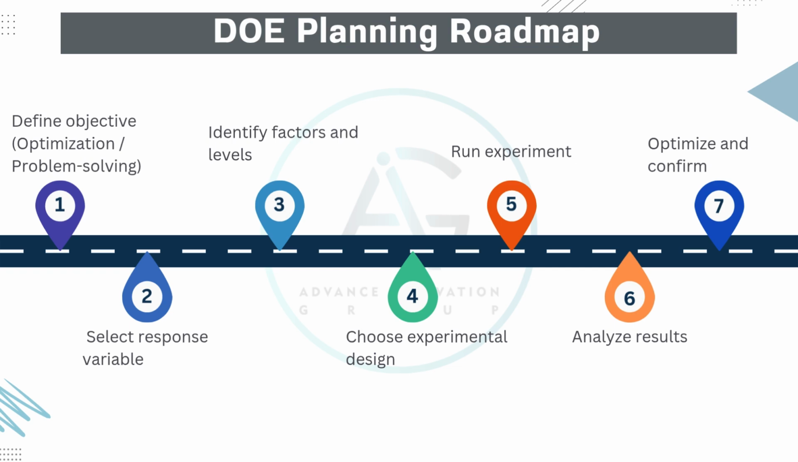6. Analyze results. After the experiment, we analyze the data to identify which factors had significant effects and whether there were any interactions between them. 7. Optimize and confirm. Finally, we use the results to find the best settings for the factors and then confirm these findings with additional testing or validation. By following this structured roadmap, we ensure our experiment leads to actionable, data-driven improvements.